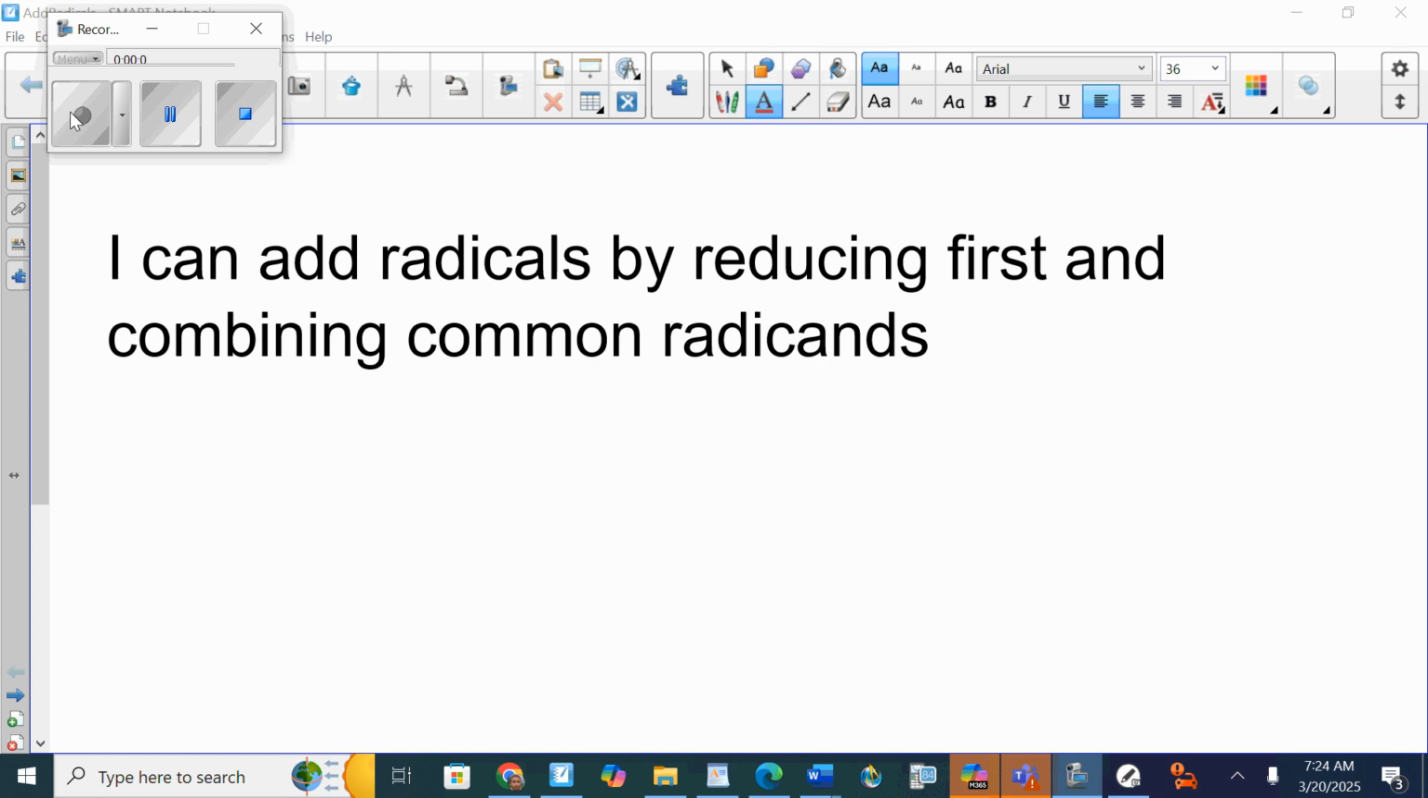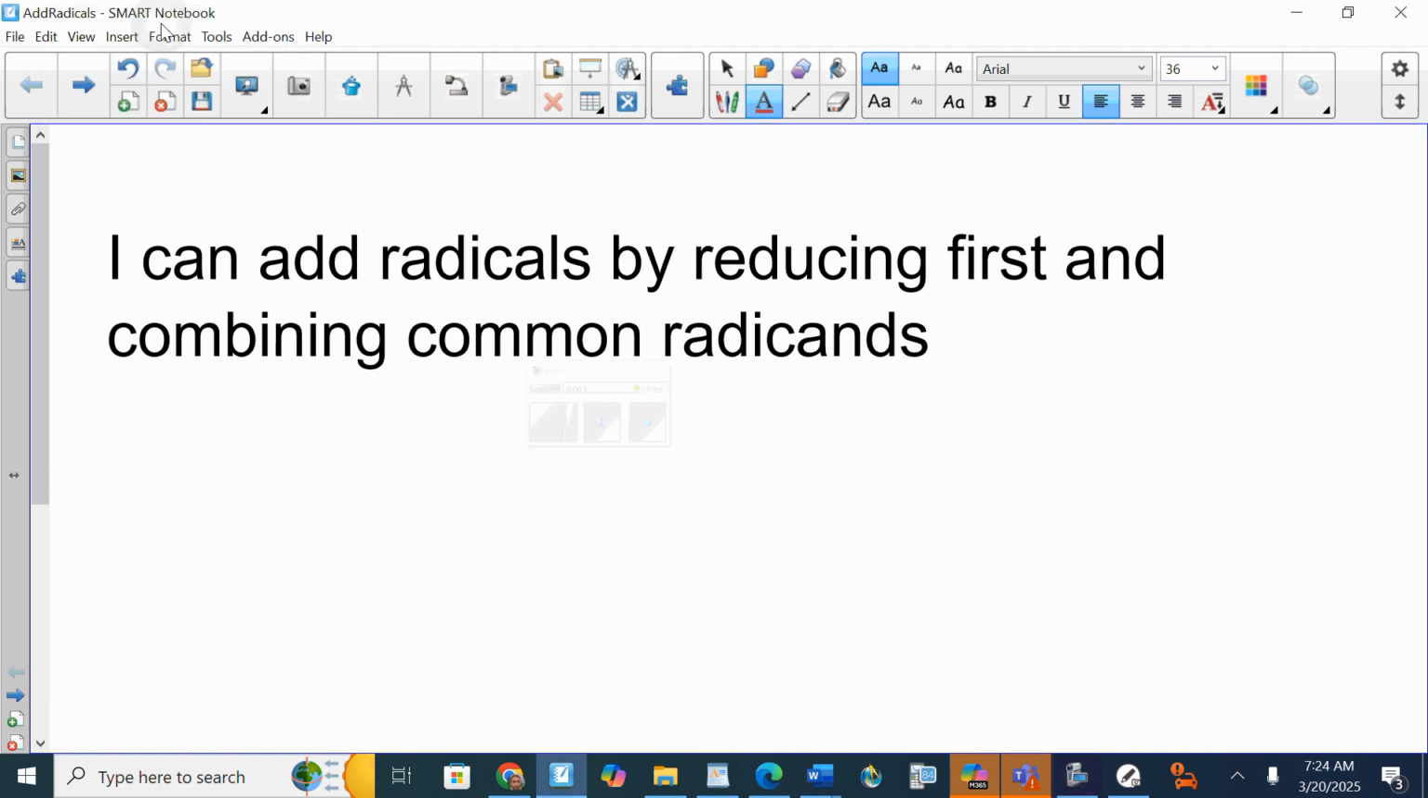Hello everybody, this is more of an algebra lesson, but we're going to incorporate it into a geometry lesson. I can add radicals by reducing first and combining common radicands. So you should already know how to reduce radicals. I have a separate lesson on that. This just kind of builds on that.